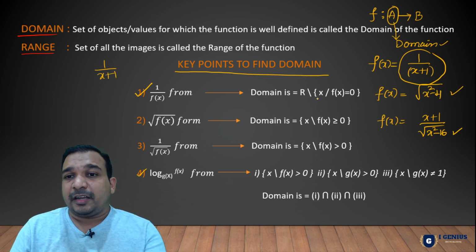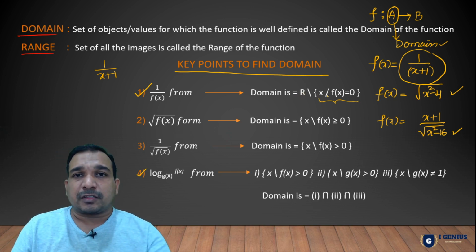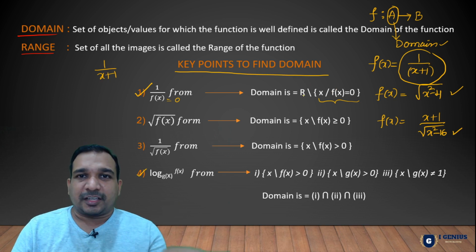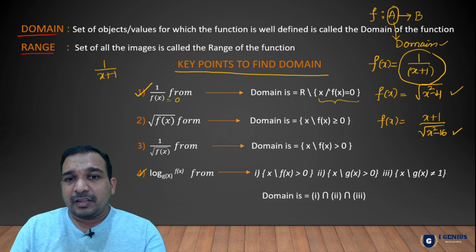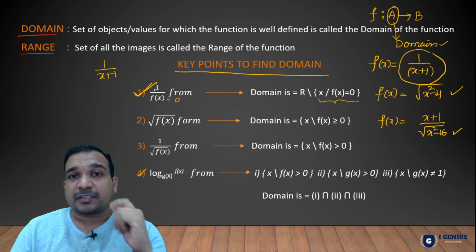Then what should we do? The domain is R minus, this is a minus symbol, you need to write a set. That means from all the real numbers you are subtracting some x values, the x values where the denominator becomes 0. Wherever the denominator becomes 0, you need to remove those x values. So all the real numbers, remove those x values where the denominator becomes 0. So that is all the real numbers except those x values where f of x becomes 0. That is the shortcut if the question is given like 1 by f of x, find out the domain of the function.